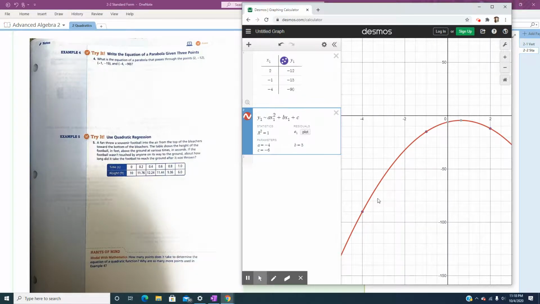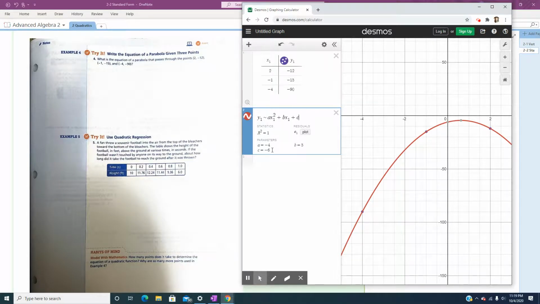Type this in, and it will give you a nice parabola that fits the points that you put on it pretty well. And this r squared number, the closer that is to 1, the better the fit of the equation that got generated. So we see that this r squared value is 1, which means it's a perfect fit. So all our points actually form a perfect parabola.